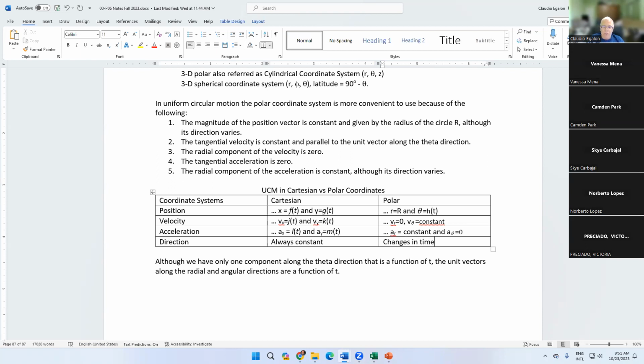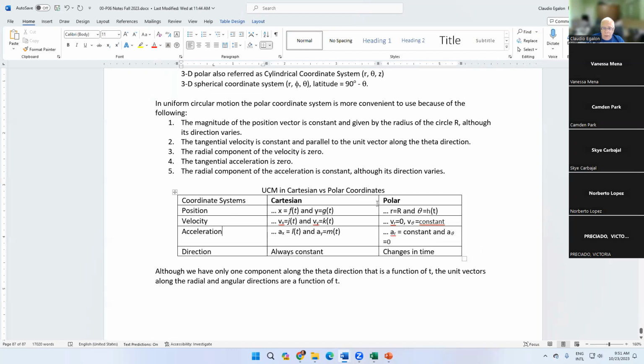So somewhere you have to give in the polar coordinate system. It's not that everything is simpler. Something is more complicated, and that is the direction of the vectors, the direction of the components of the vectors. That has to change as time goes by.